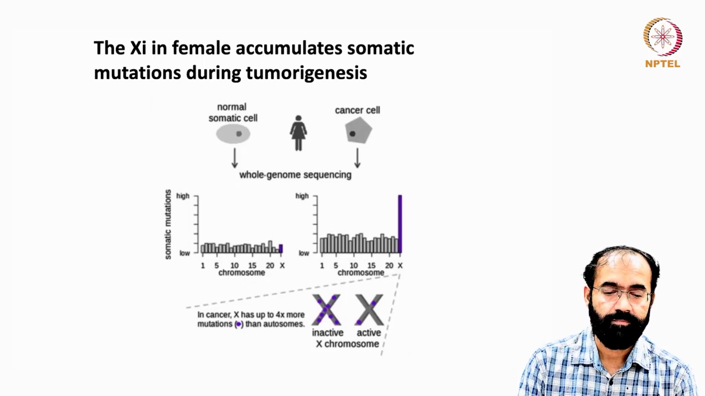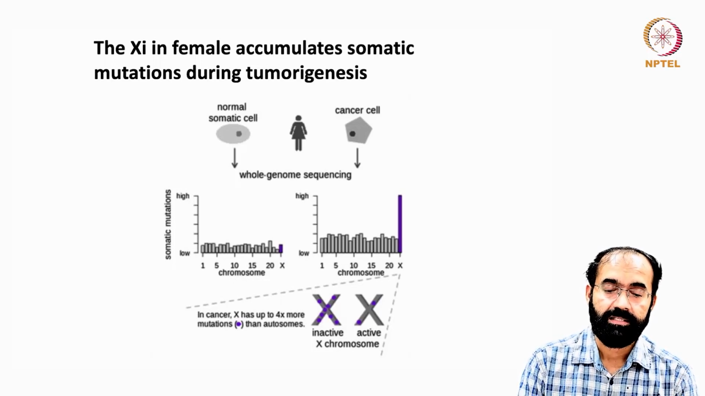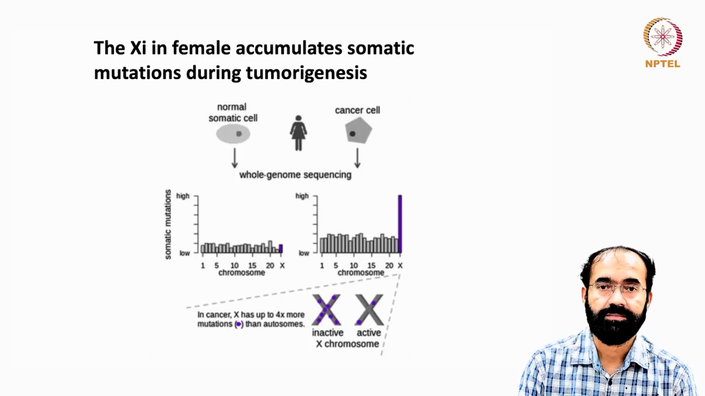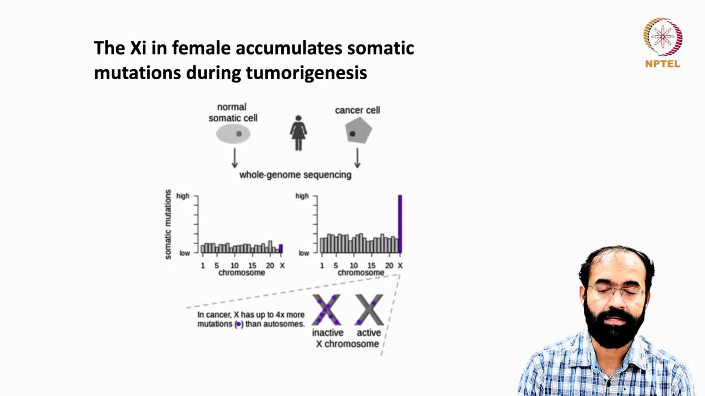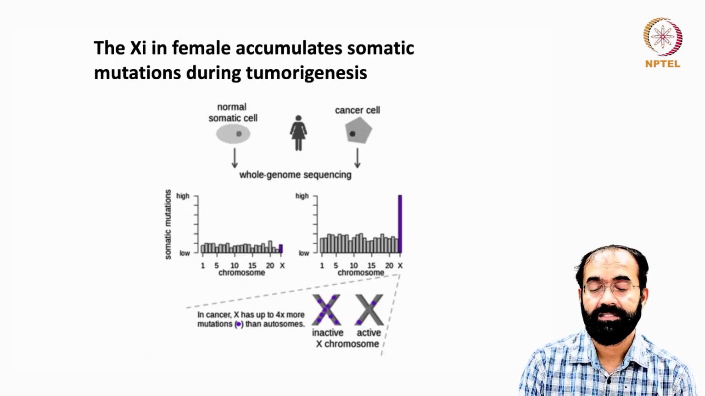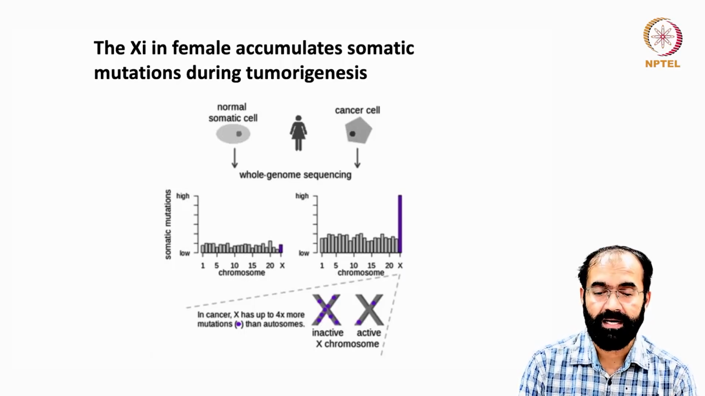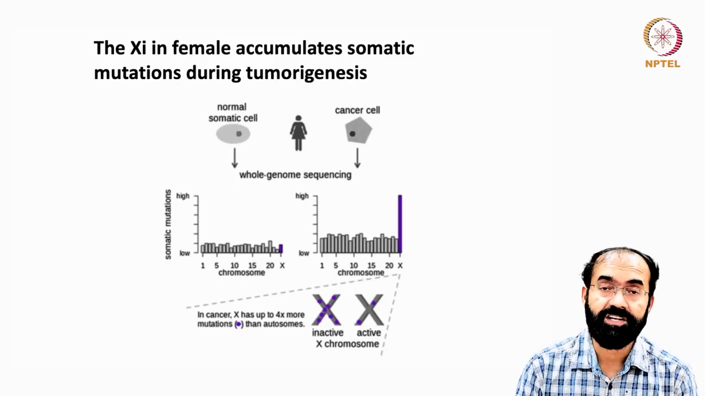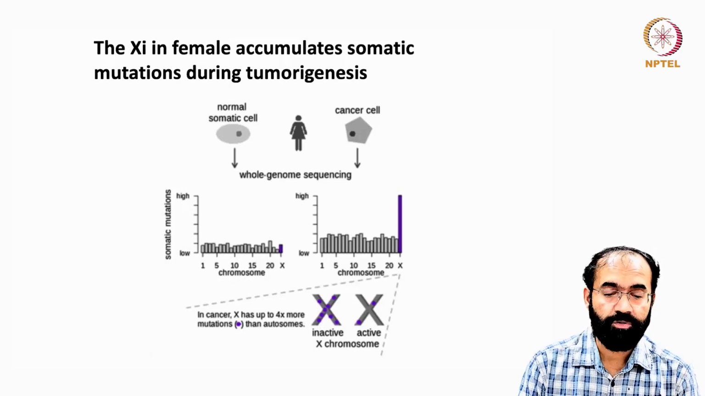But what you have to see is that all the somatic chromosomes or somatic genes have almost double, whereas the X chromosome has almost four times more mutations. So when somatic chromosomes have 2 times the mutations compared to a healthy normal cell, the cancer cell has almost double compared to a normal cell, but in the same cancer cell, the inactive X chromosome usually accumulates plenty of mutations, almost 4 times more. So in cancer, X has up to 4 times more mutations than in autosomes.